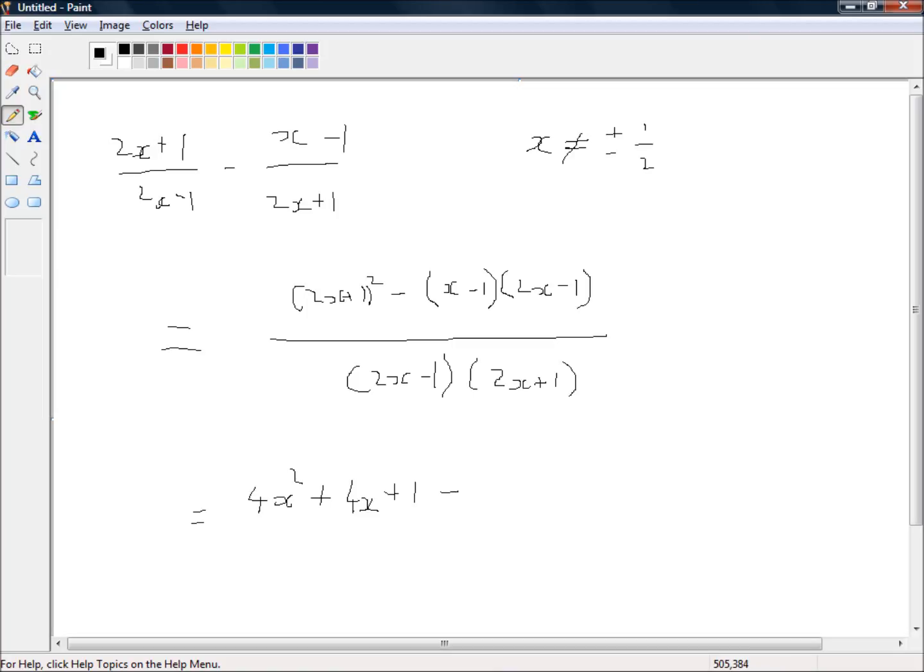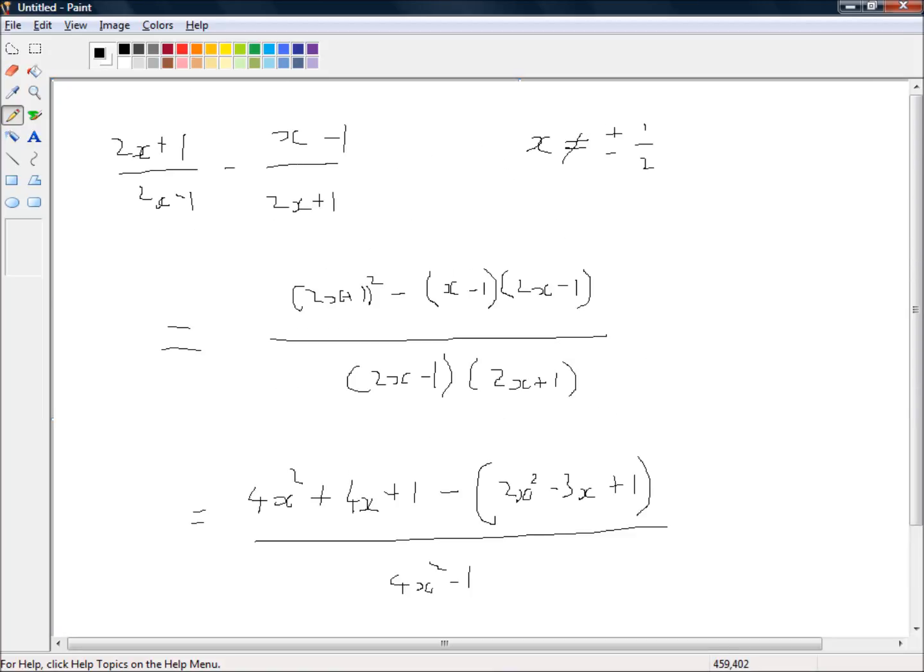And that's got to be subtracted from all of x times 2x is 2x squared minus x minus 2x, which is minus 3x, and then minus 1 times minus 1 is plus 1. And all that is over, well, the denominator is just a difference of 2 squares, so that's 4x squared minus 1.